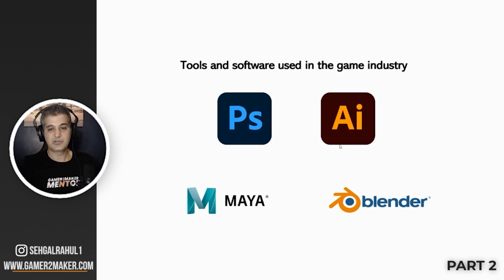Now let's talk a little bit about the tools and software used in the game industry. Very important is Photoshop, right? Every single game artist needs to know Photoshop for sure. So there's Photoshop, there's Adobe Illustrator, and then there's Maya. For 3D, the most popular one, especially for larger game studios, is Maya.